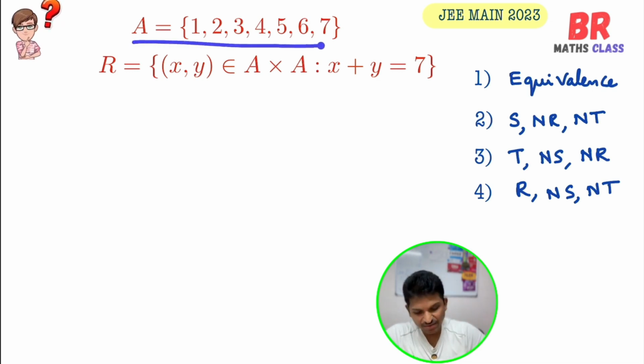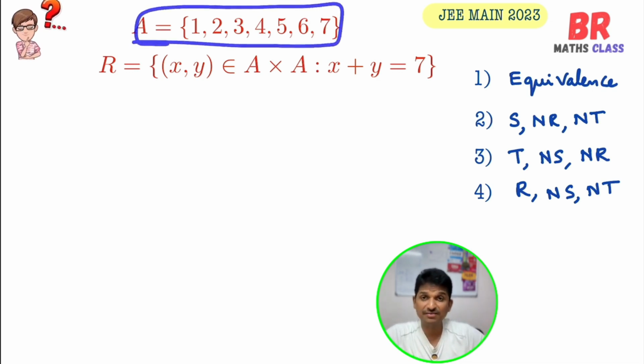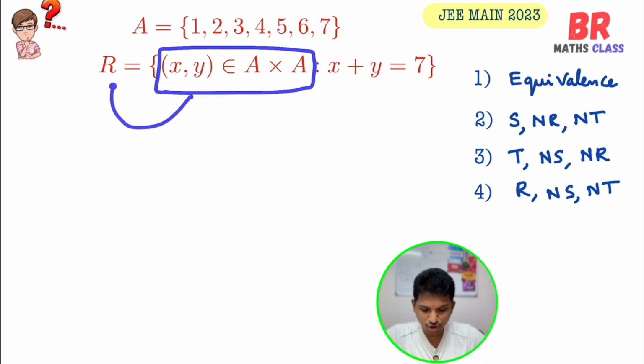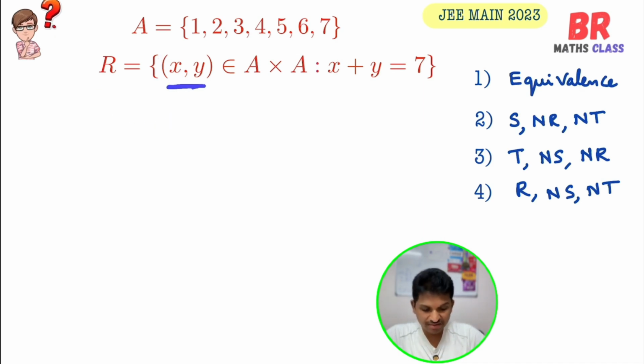See what they have given. They have given set A = {1, 2, 3, 4, 5, 6, 7}. All 7 elements are there. They have given R = {(x, y): (x, y) belongs to A × A}. That itself indicates that R is a relation on A. This ordered pair satisfies the equation x + y = 7. Now you need to check whether this is an equivalence relation or not. The second option is symmetric, not reflexive, not transitive. Third option, it is transitive, neither symmetric nor reflexive. Fourth, reflexive, neither symmetric nor transitive.